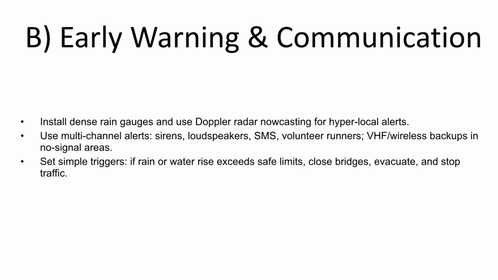We need to understand the simple triggers. If rain rate is more than X mm per hour upstream, or stream rises more than Y centimeters in 10 minutes, close bridges, evacuate floodways and stop traffic. So the government needs to set these simple triggers, learning from the weather system of that region.